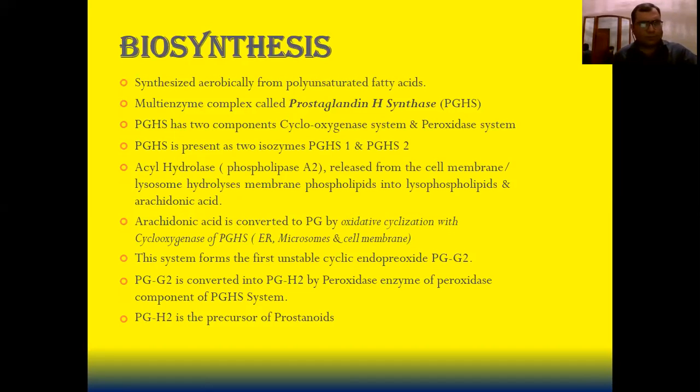Now we want to discuss biosynthesis, how these prostaglandins are synthesized. They are synthesized aerobically from polyunsaturated fatty acids in phospholipid by a multi-enzyme complex called prostaglandin H synthase. Prostaglandin H synthase has two components: the cyclooxygenase system and the peroxidase system. Prostaglandin H synthase is present in two isoenzymes, PGHS-1 and PGHS-2.